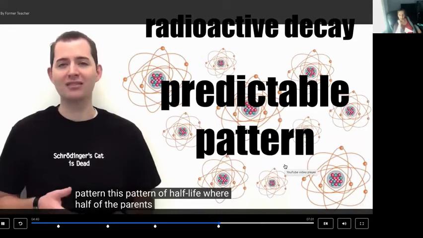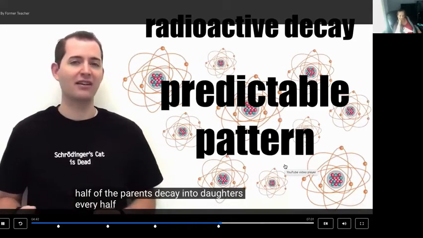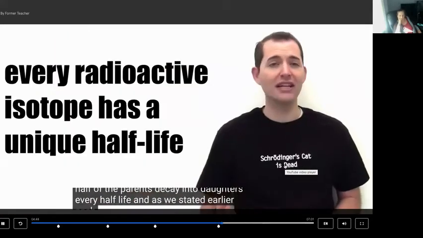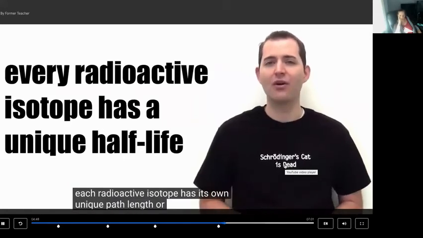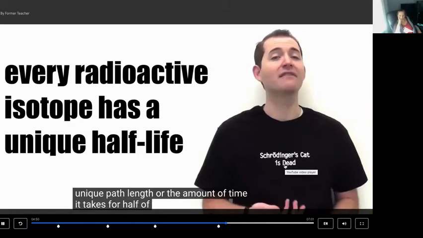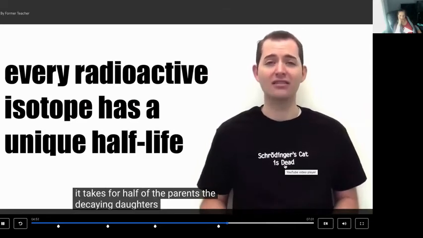Where half of the parents decay into daughters every half-life. And as was stated earlier, each radioactive isotope has its own unique half-life, or the amount of time it takes for half of the parents to decay into daughters.